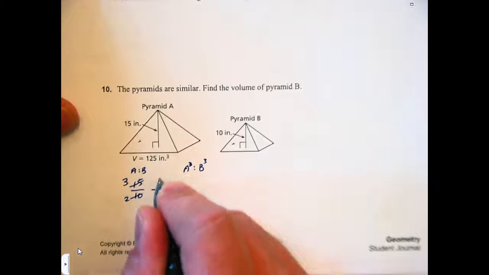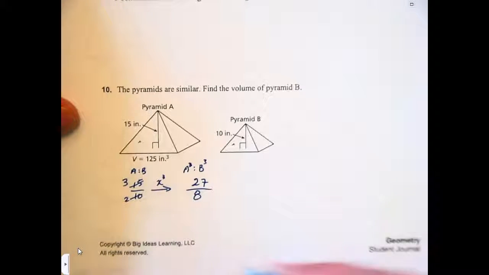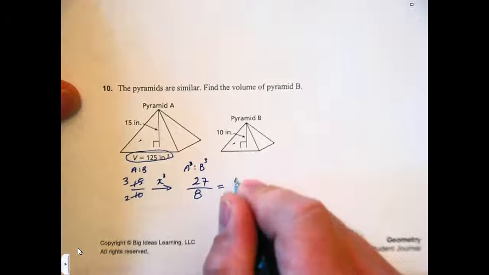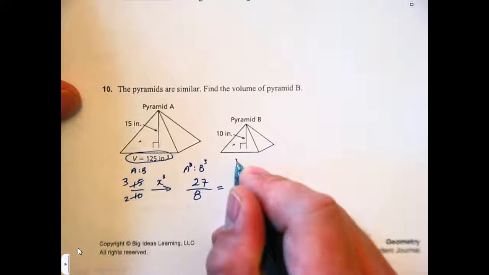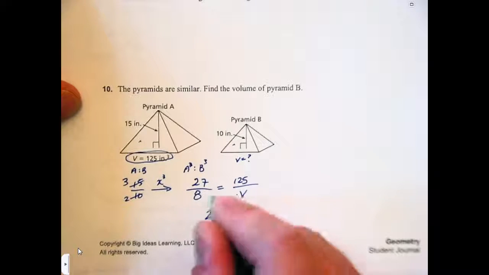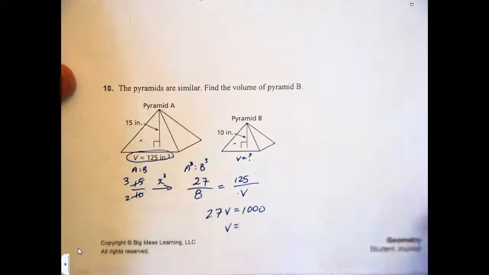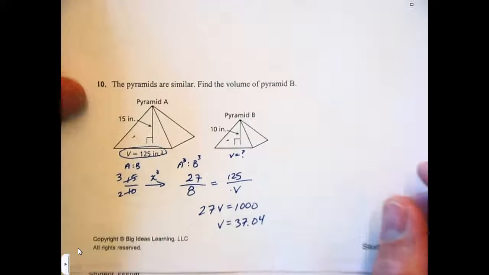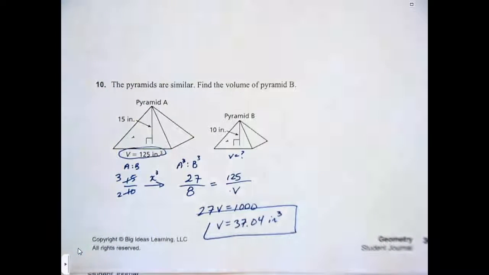Meaning you've got to cube each of these. So raise it to the third power. So 3 cubed is 27, 2 cubed is 8, so that's your volume ratio. And then you can say, I know the bigger one, so I put it with the 27 because that's the bigger number, and I need to find the smaller. This is my question mark, so we'll call that B, and that gives me 27B is equal to 8 times 125, which is 1,000. So B is 37.04 cubic inches. Alright. How many got it? Well done. Any questions?